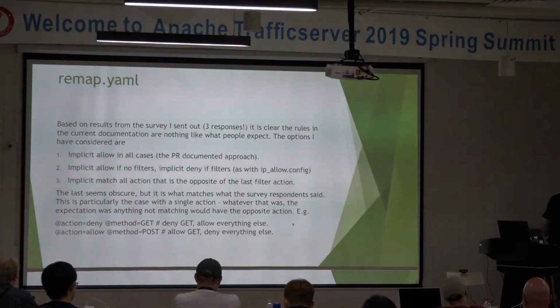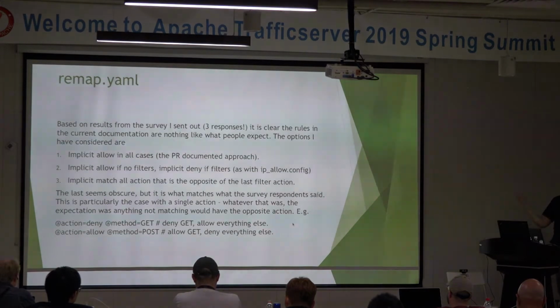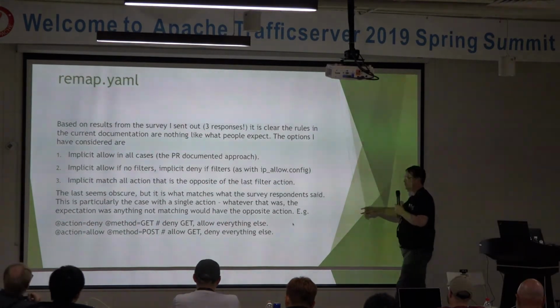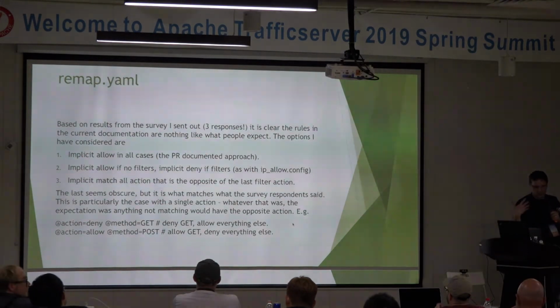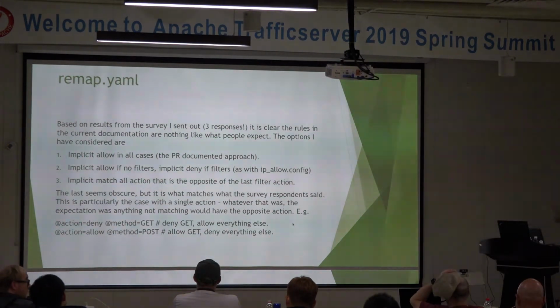Yeah, when you fall off the last thing, you do the opposite. I guess it seems natural to people because when you do these, you're almost always alternating your allows and denies. You're saying allow this, deny that, allow this, deny that. You're flipping between the two. Anyway, I think we're going to go with this one. There doesn't seem to be any serious objection to it. It's the best I could do based on how people seem to think this should work.